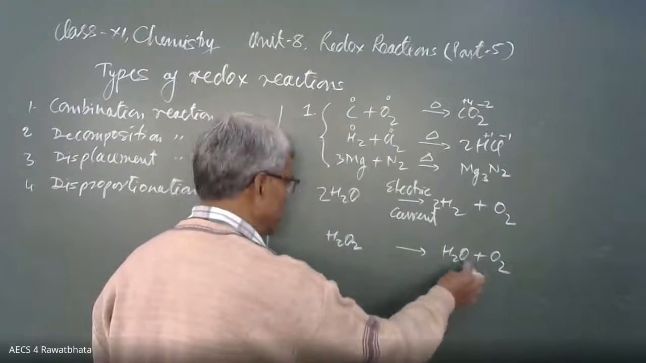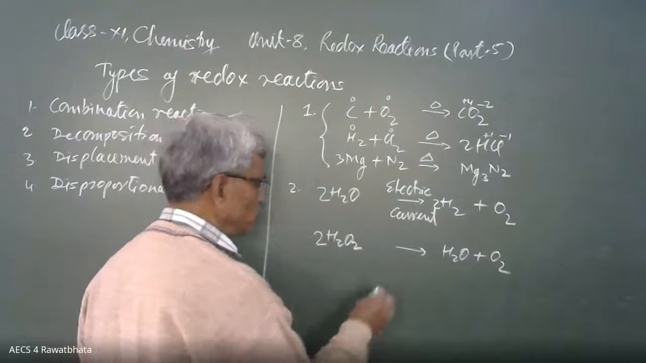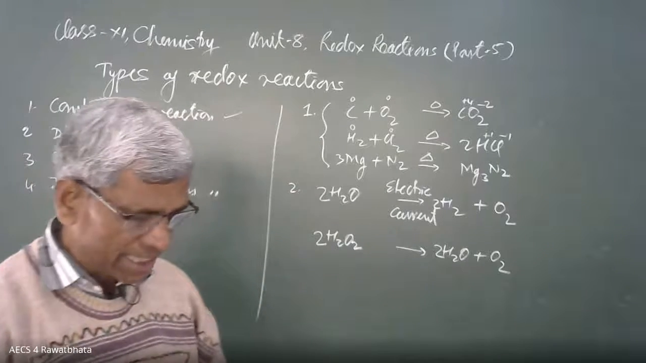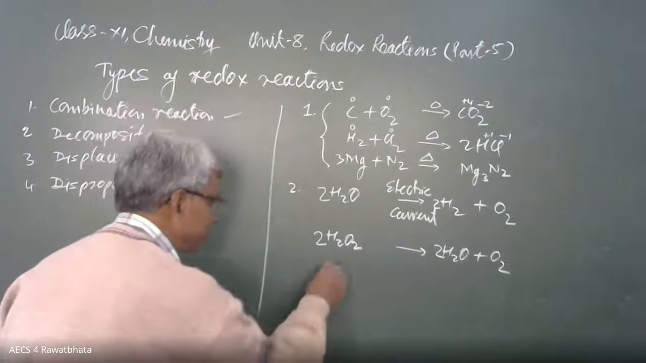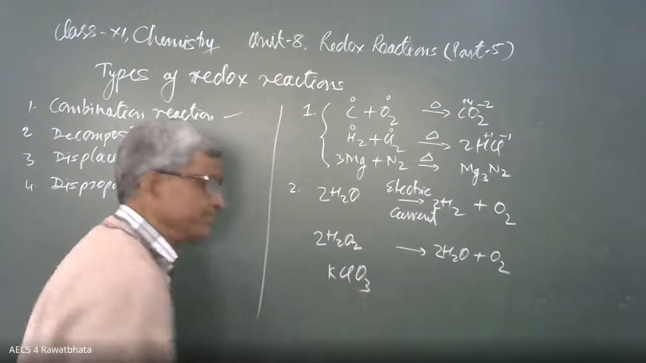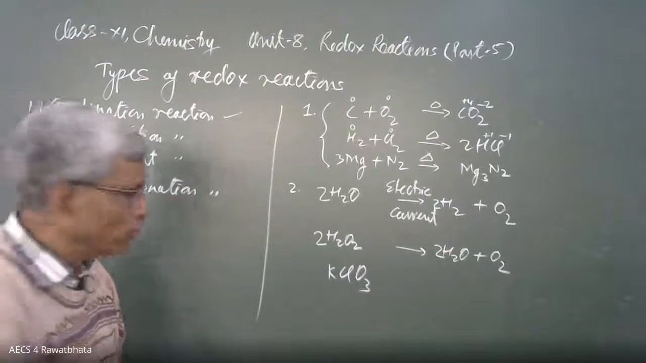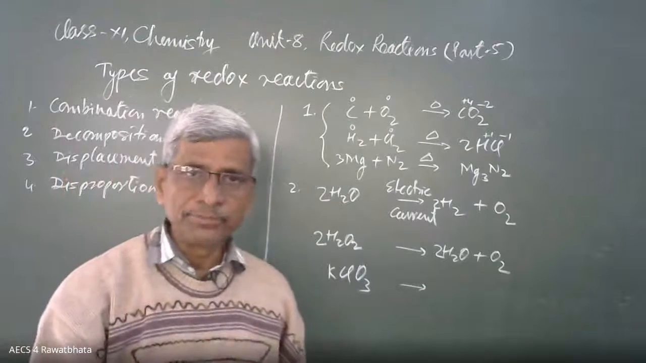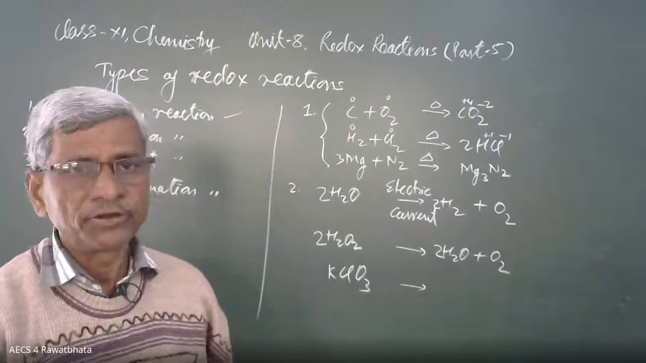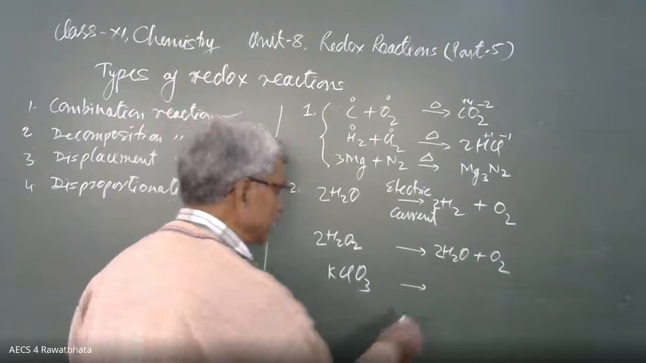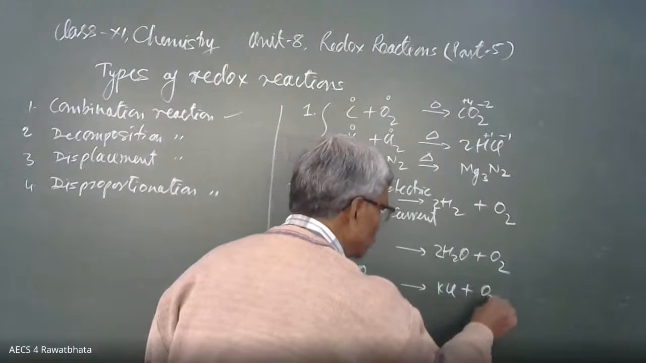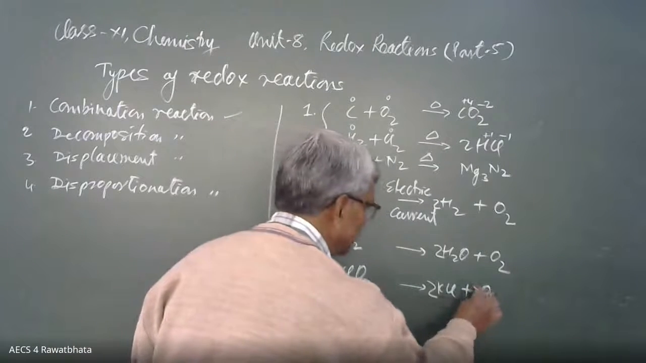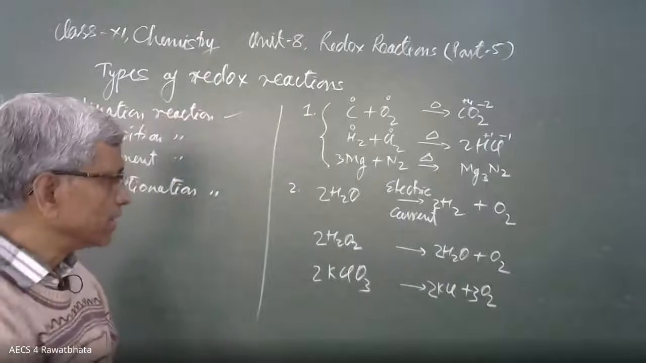Another example, hydrogen peroxide H2O2 is not stable, it decomposes into H2O plus O2. Here oxygen is 3, here oxygen is 1, that's why 2H2O2 gives 2H2O. This is the decomposition of hydrogen peroxide. Another decomposition is KClO3, potassium chlorate, which decomposes on heating in presence of catalyst. That is the laboratory method of preparation of oxygen, dioxygen gas. KClO3 gives KCl plus O2. Here 2 KClO3, twice of this, oxygen is 6, 3O2. This is the decomposition reaction.